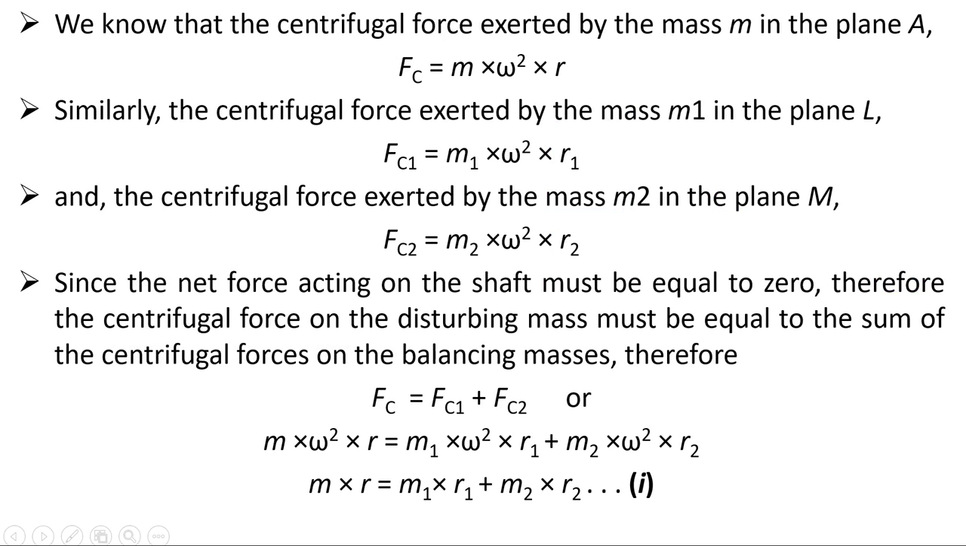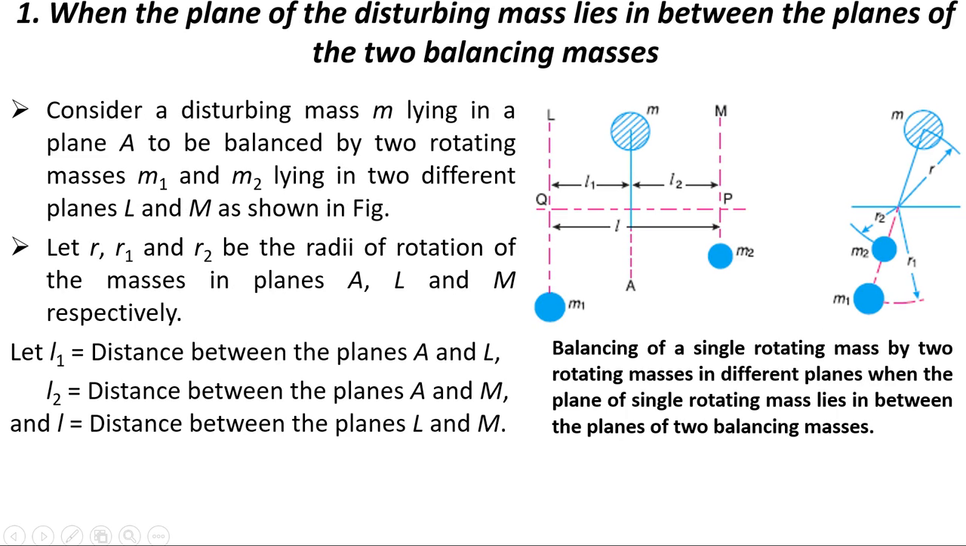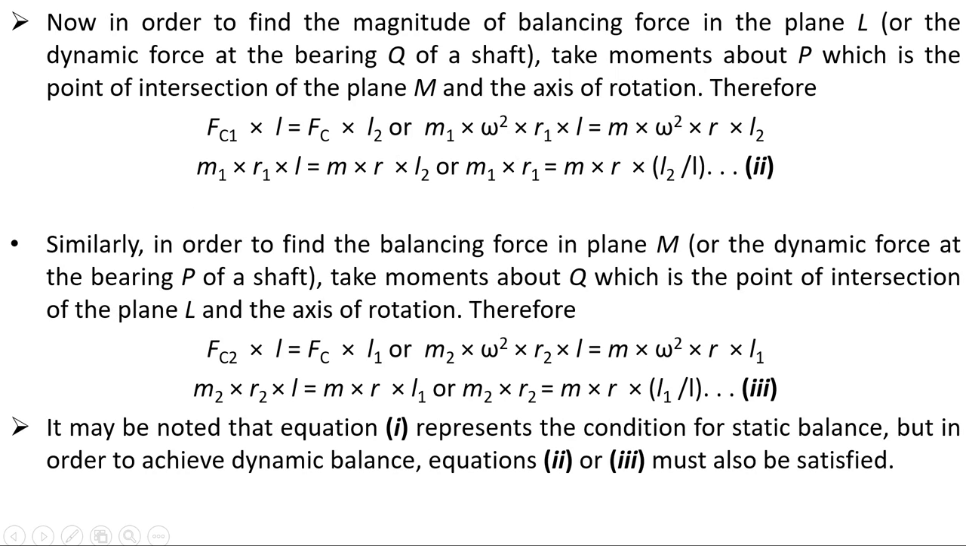Now let us take the next part. In order to calculate the magnitude of the balancing force at the plane L, that is the dynamic force at the bearing Q of the shaft, you have to take the moments about point P, which is the point of intersection of the plane M and the axis of rotation. You can see at plane L there is a point Q, and for M there is a point P. On these points let us take the couple.